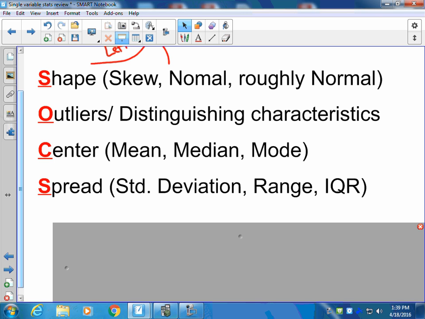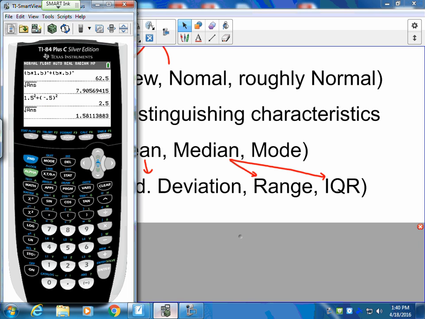Make sure that the values that you use for center and spread match. If you're using a mean value for center, make sure that you're talking about a standard deviation for spread. If you're using a median value, make sure that you use range or interquartile range. Now, mode as a measure of center is not used too often, but it is something that you can describe overall.